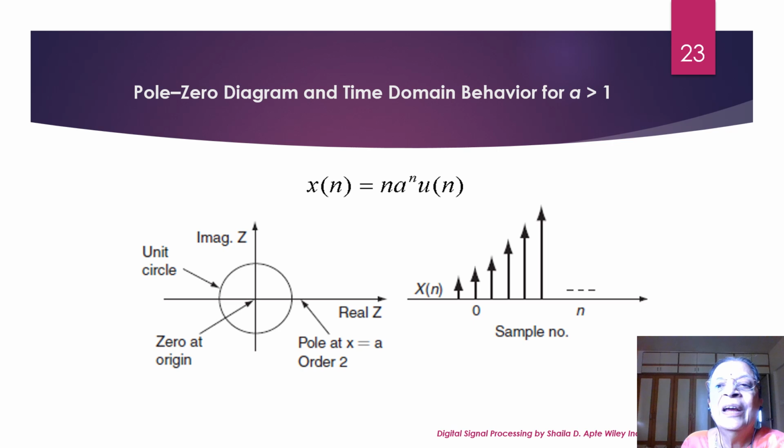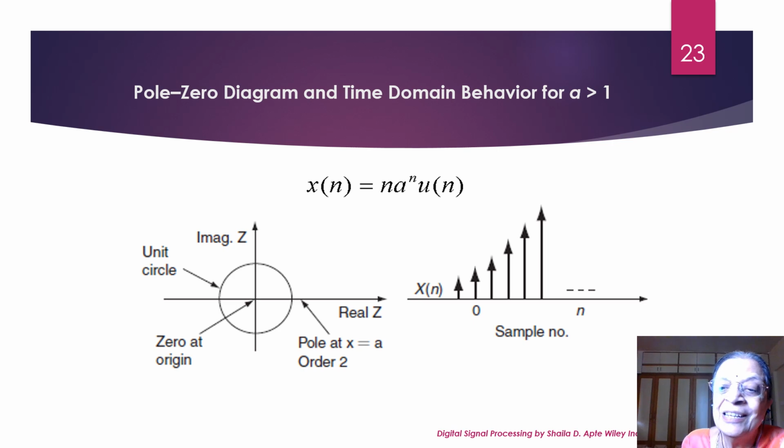Now consider a greater than 1 for n a raised to n u(n). Now in this case the pole is outside the unit circle at z equal to, say, 2, and in that case the order of the pole is 2. Now in this case it will diverge because the corresponding values will be increasing, because a is greater than 1. Let us say it is 2 raised to n. So 2 square, 2 raised to 3 means 2 cube, it will be 8, then 16 and so on. So it will be a divergent system.